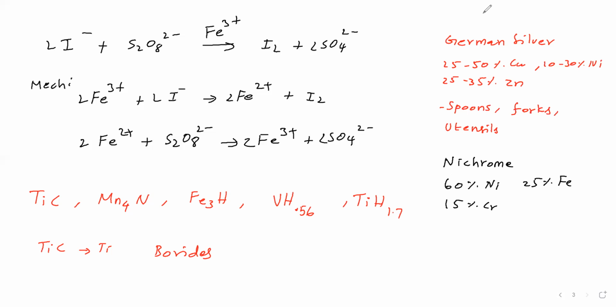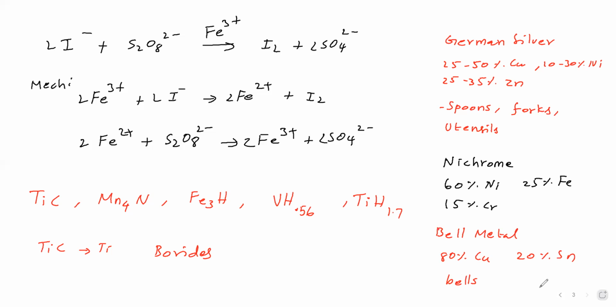Next alloy we will see is bell metal. Bell metal contains 80% copper and 20% tin. It is used for making bells.